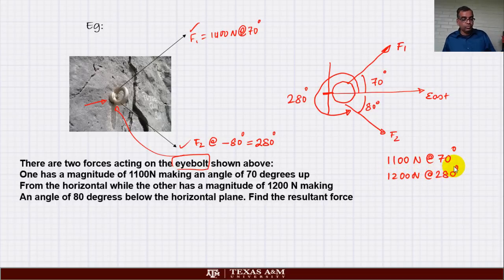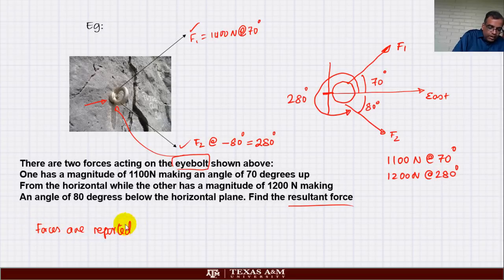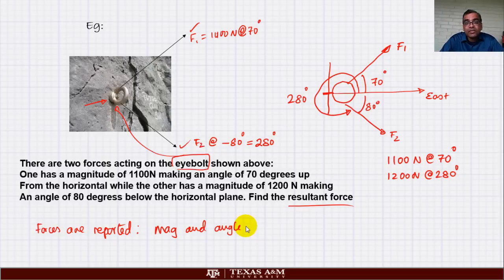We know what to do. We will come back. But the point is, it says find the resultant force. When I am reporting forces, I am always reporting magnitude and angle. I am not going to report fx, fy unless I am specifically asked for. This is what is useful to do translations. So you see, I have to go back and forth between all of these different things.